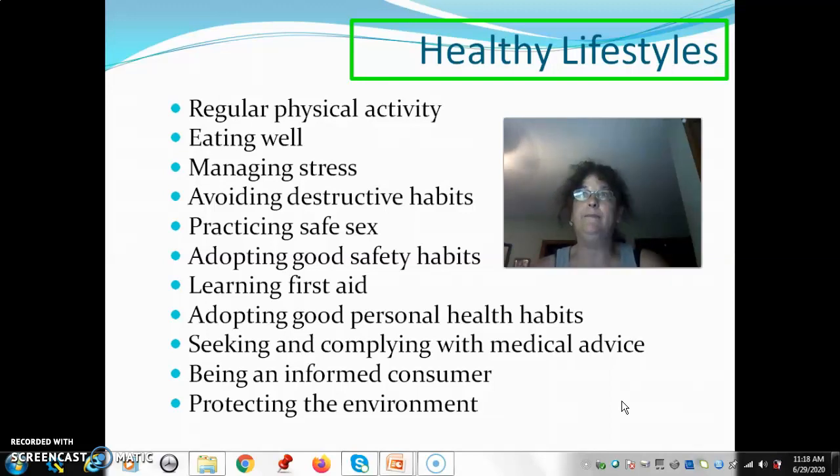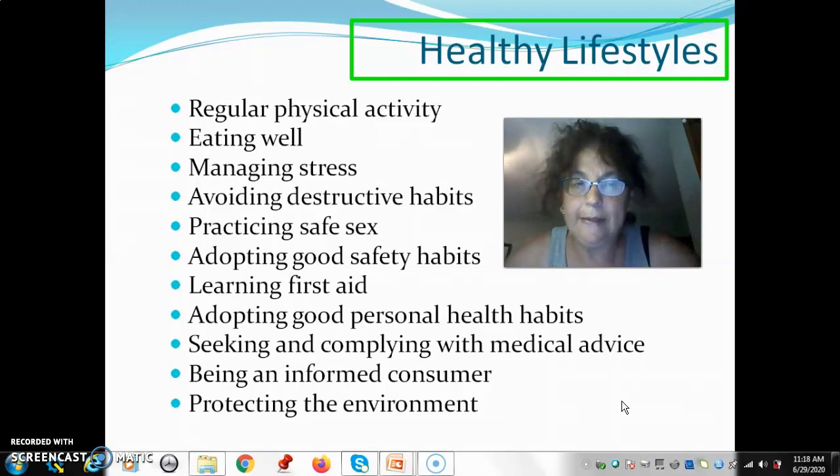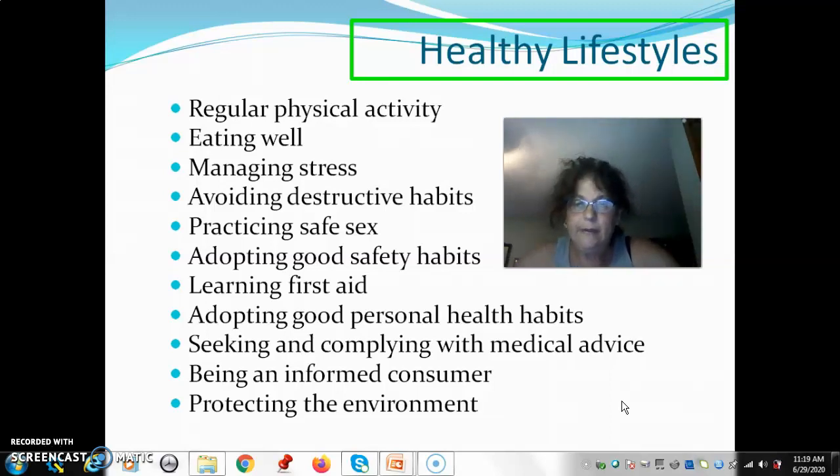Destructive habits would be things like abusing alcohol, abusing drugs, learning first aid, adopting good personal health habits, which is very important now with COVID-19 in terms of wearing a mask and washing your hands, seeking and complying with medical advice, being an informed consumer, and protecting the environment. So these are all considered context of one's lifestyle. Look at the list, think about some are more important than others. I mean, if somebody doesn't know first aid, that wouldn't have as big of an impact on their health and wellness as if they're participating in destructive habits. So some of them have more of a personal impact than others, but these are all considered healthy lifestyles.